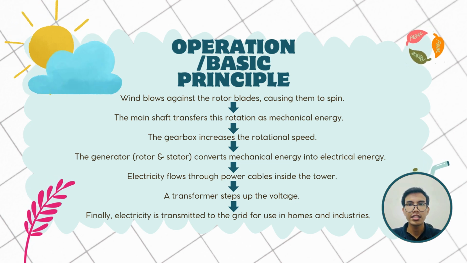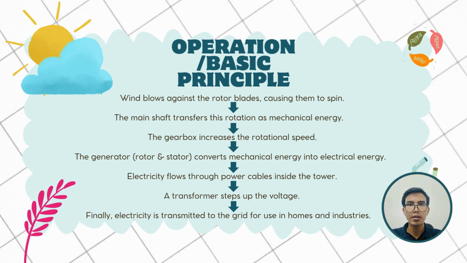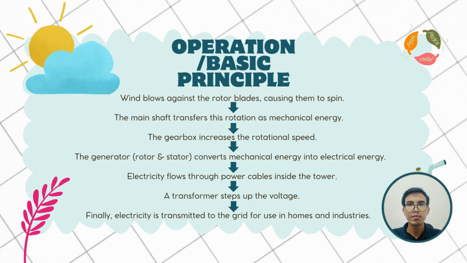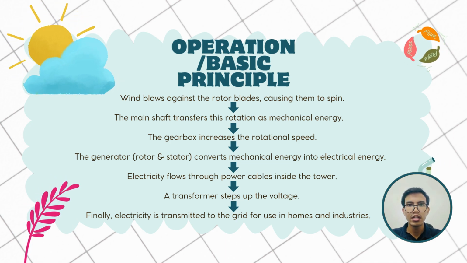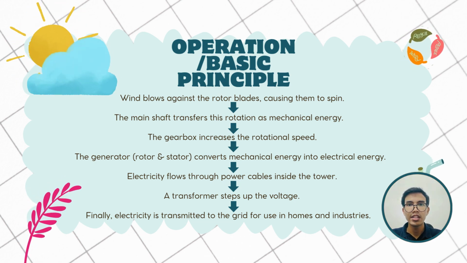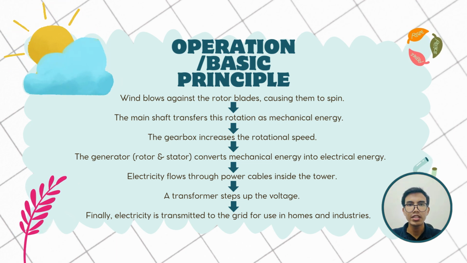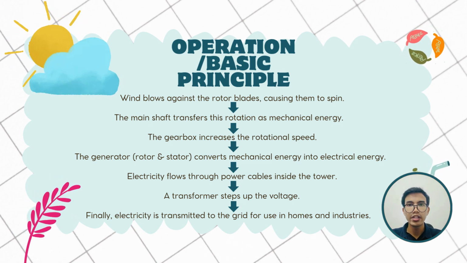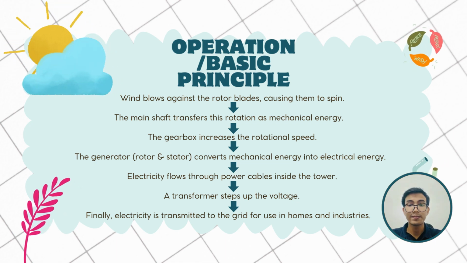The generated electricity then flows down through the power cable located inside the tower. Before it travels a long distance, a transformer steps up the voltage. Finally, the electricity is successfully transmitted to the power grid for everyday use in homes and industry.